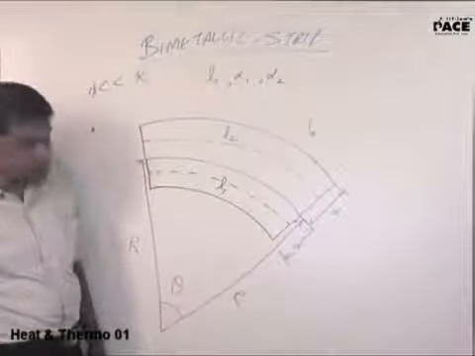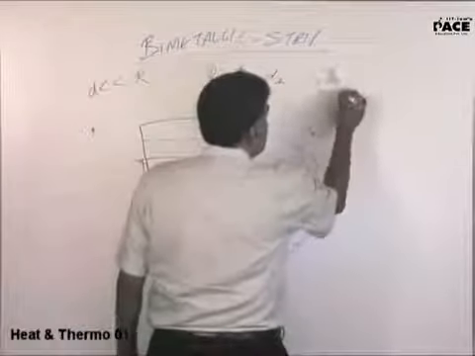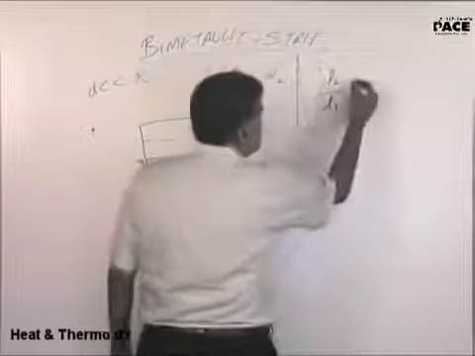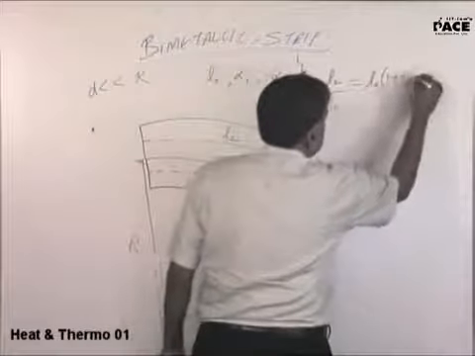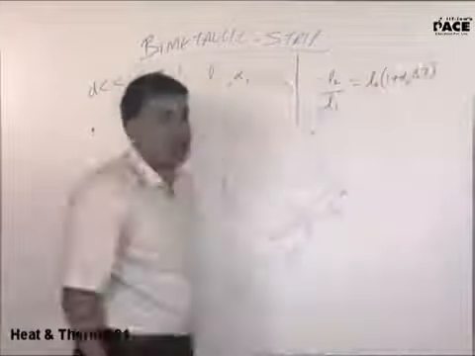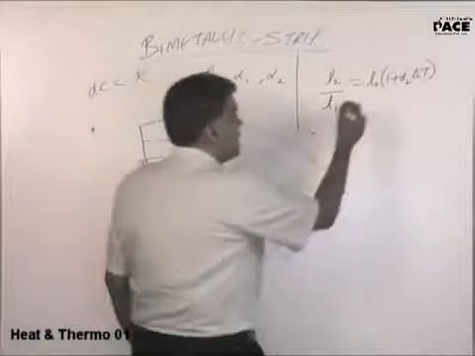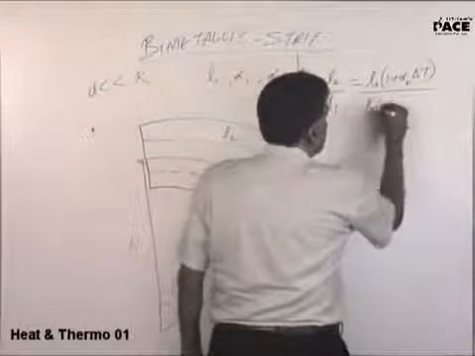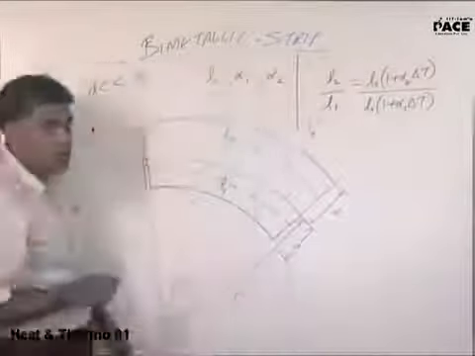Okay, so what can I say? I can say L2 by L1 equals, what is L2? The original length L0 (1 plus alpha 2 delta t). If I heat it, thereafter it becomes like this. What is L1? L0 (1 plus alpha 1 delta t). Can I say that?